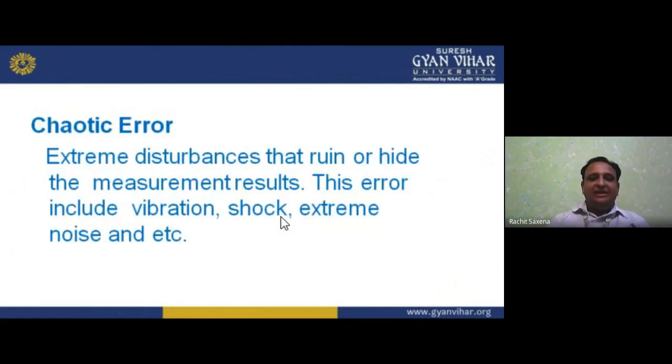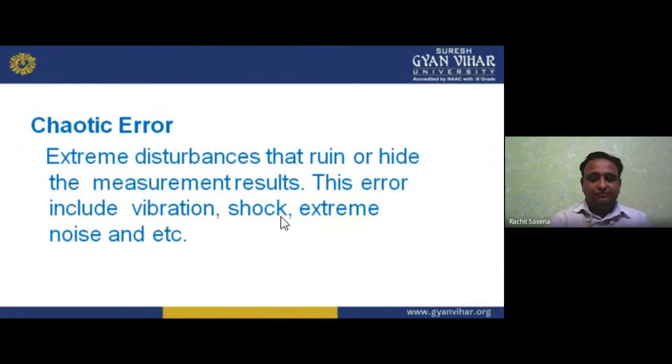Chaotic error. It is very interesting. This error is due to extreme disturbances that ruin or hide the measurement results, basically changing the reading. This error includes vibration, shock, extreme noise, and etc. So that comes under the chaotic error.